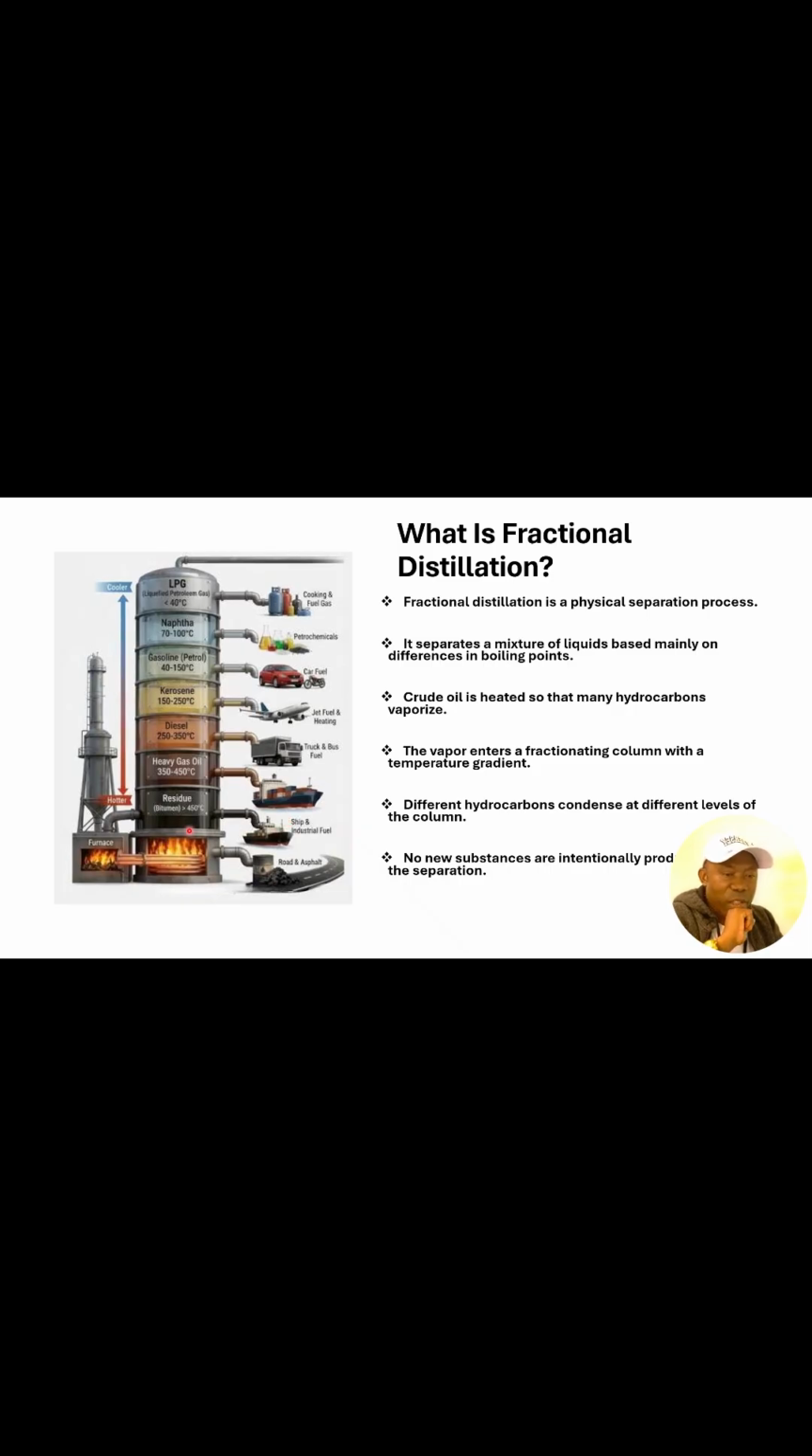So this is crude oil. This is where we have diesel, kerosene, gasoline, naphtha, and LPG. They have various components with differences in boiling point. So the crude oil is heated so that many hydrocarbons vaporize. The vapor enters a fractionating column with a temperature gradient, and different hydrocarbons condense at different levels.